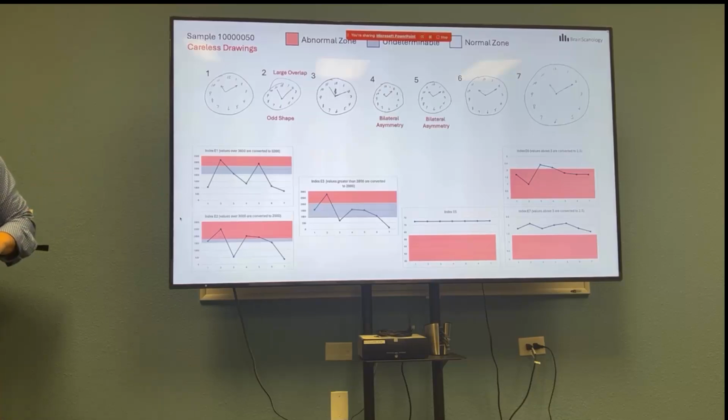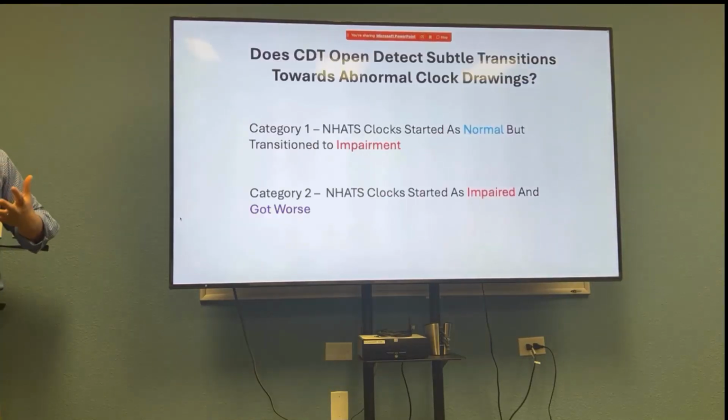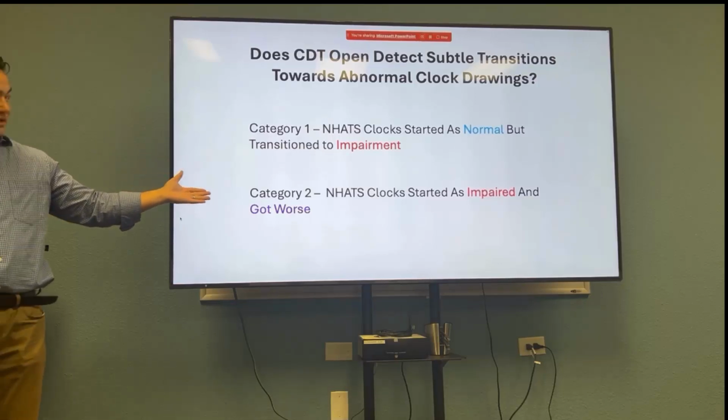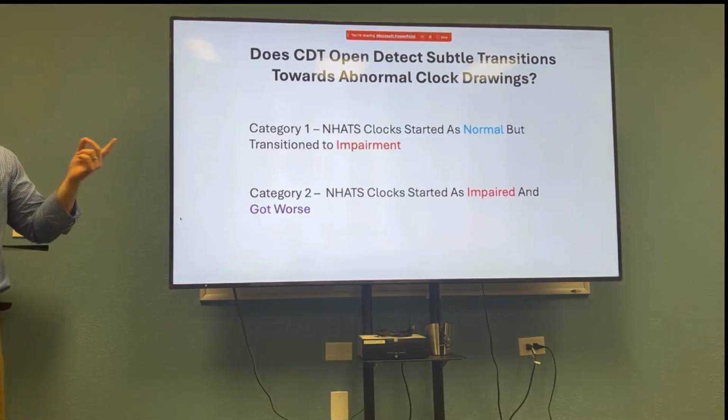All right, and this is another case of a careless drawer who's cognitively normal. Now let's talk about people who have mild cognitive impairment, as in early stages of cognitive impairment. One group is people who started normal and became impaired, and the other is those who started impaired in this study and then got worse over time. This is a 12-year study, still going on in its 13th year.